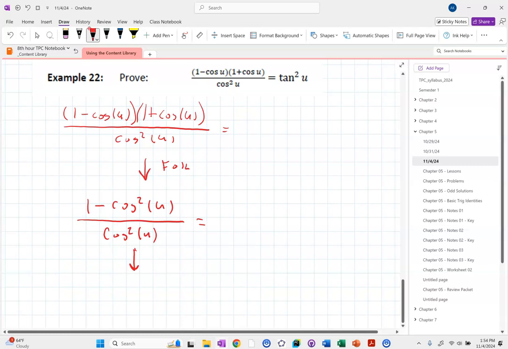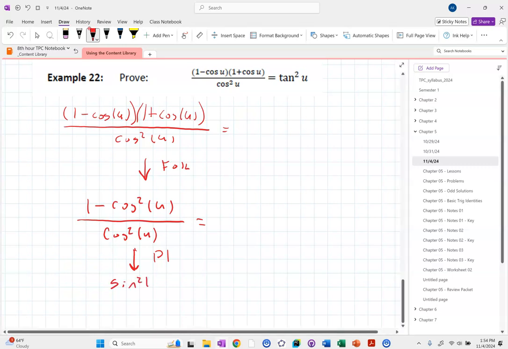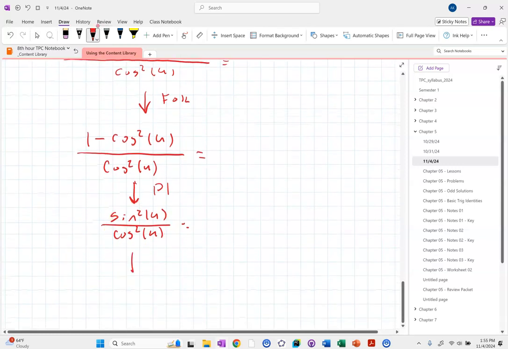So if I look at the numerator, I have 1 minus cosine squared. Can I do something there to get rid of the addition and subtraction? P1 allows me to say that's sine squared. That's good. So we've gotten rid of all the addition and subtraction. Remember, we're trying to get down to this single tan squared. Right now we have division. Can I do something to change the division here? Q1. Yep, that just turns into tan squared, and then we're donezos.